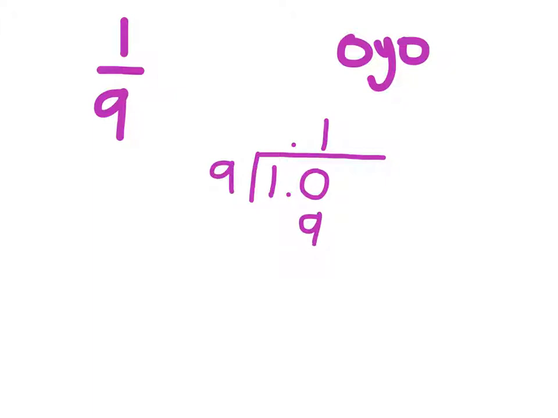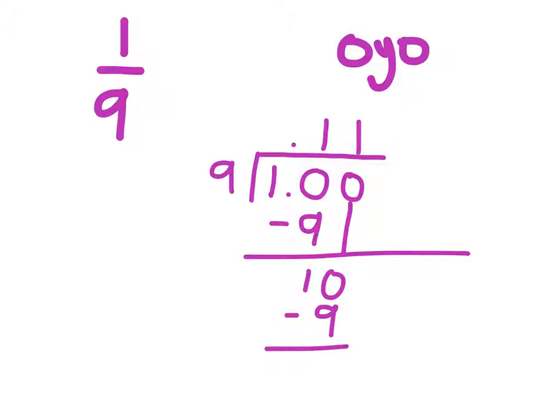9 times 1 is 9. 10 minus 9 is 1. Add the 0. Bring it down. 9 goes into 10 one time. Alright, I'm sensing a pattern here, aren't you? Okay. This is going to keep on going forever.